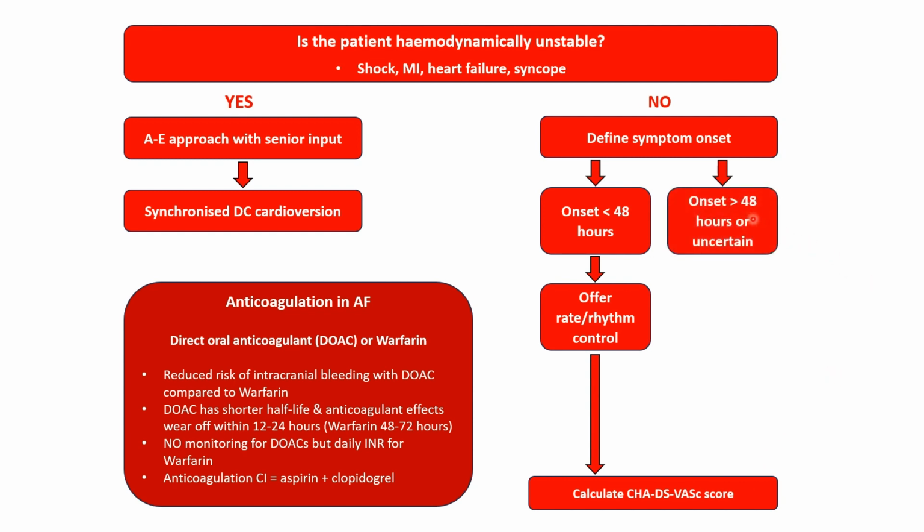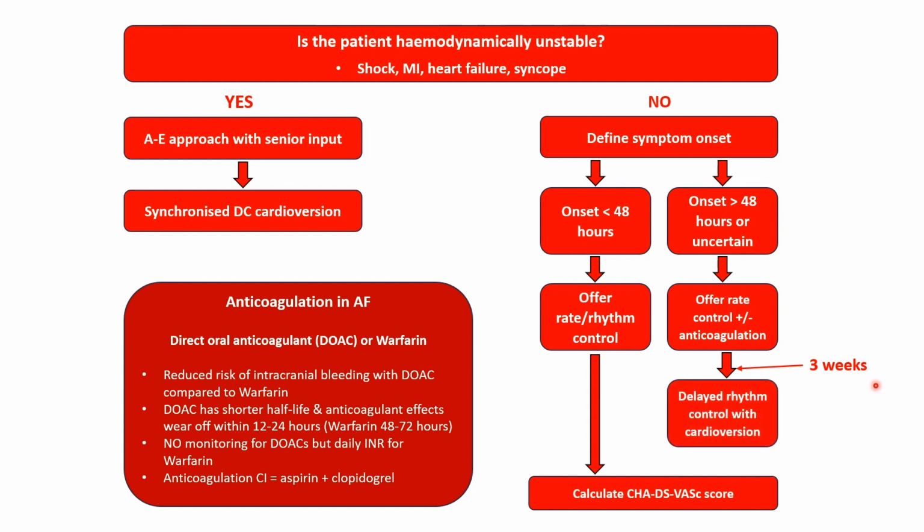If the onset is greater than 48 hours or you're uncertain, you can offer rate control plus or minus anticoagulation. Patients should typically be anticoagulated for 3 weeks at a minimum. Sometimes it's three to 4 weeks. And then you want to look at delayed rhythm control with cardioversion, and then always remember to calculate the CHA2DS2-VASc score.